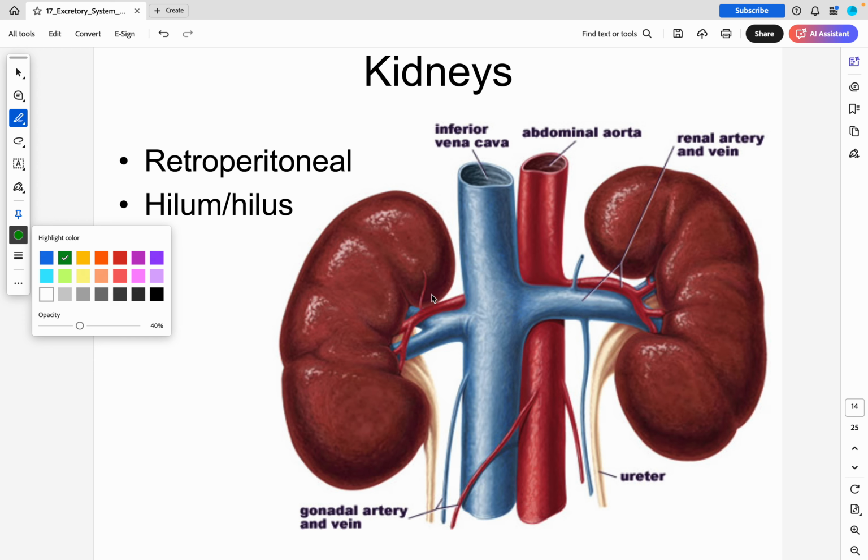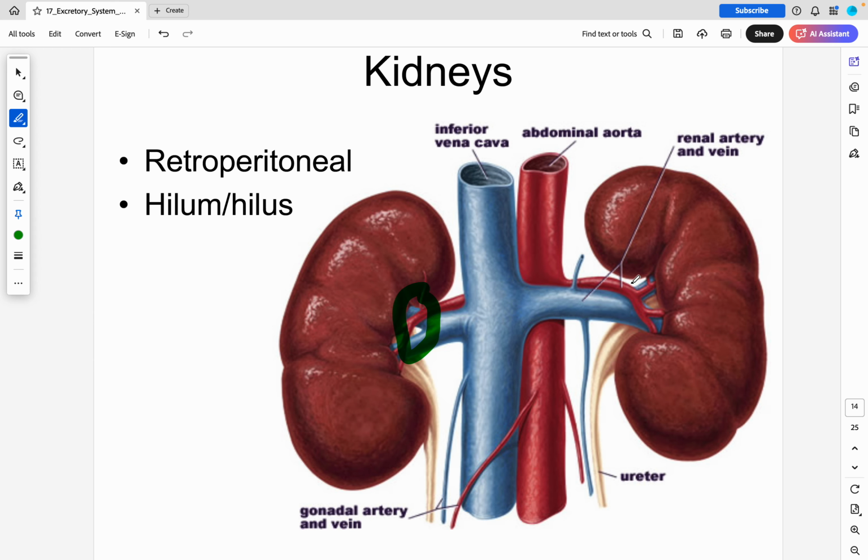Okay, and there is a specific entrance point or section called the hilum, or hilus, where structures such as blood vessels and the ureter enter, in order for the kidneys to receive blood supply that needs to be filtered. The major blood vessels related to the kidneys are the abdominal aorta and the inferior vena cava, which has branches entering both kidneys.